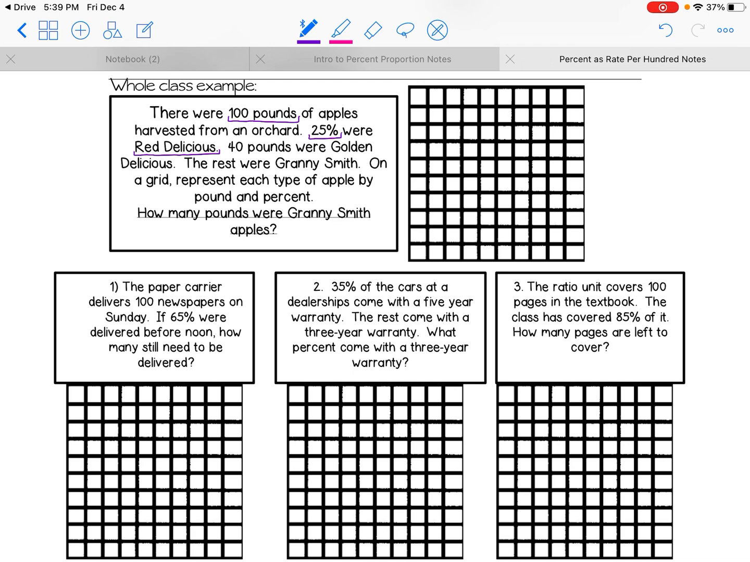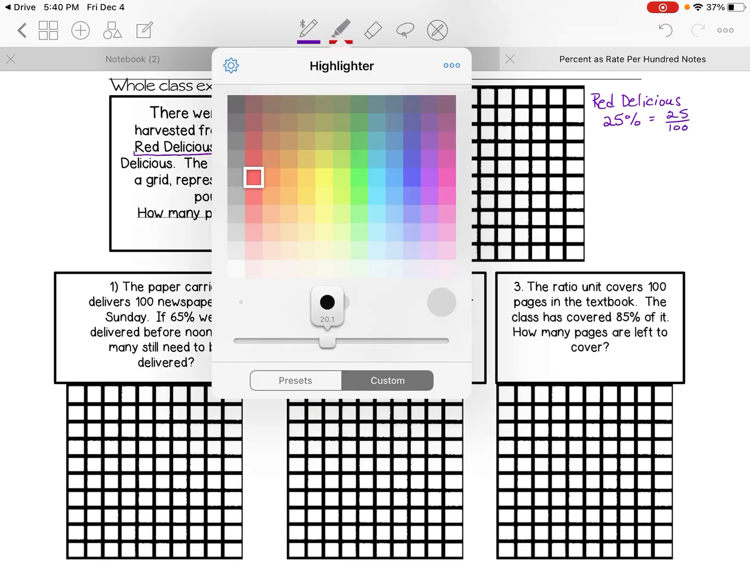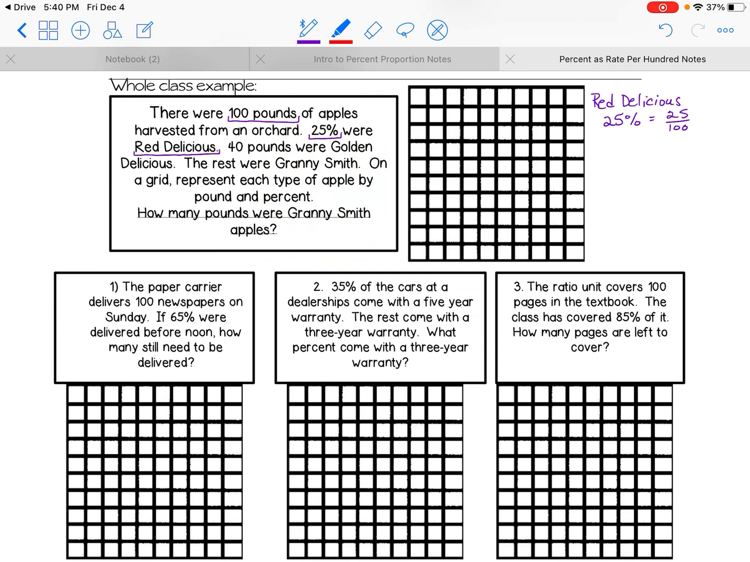The next important thing to catch in the description was that 25% were Red Delicious. So 25% for Red Delicious means 25 out of the 100. So I'm going to go ahead and use red to represent Red Delicious. So I'm going to go ahead and shade 25%. Okay, so that would be 2 entire columns, or if you prefer to do rows, that's okay also. And so this is what our Red Delicious amount out of the 100 would look like.